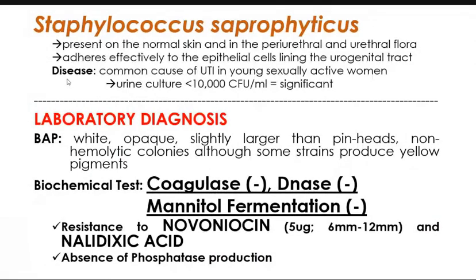So the other Staphylococcus is our saprophyticus. So, sino naman si saprophyticus? Again, it is another microorganism that is present in the normal flora, again, indigenous flora or the microbiota, in the periurethral and urethral flora. It adheres effectively to the epithelial cells lining the urogenital tract.